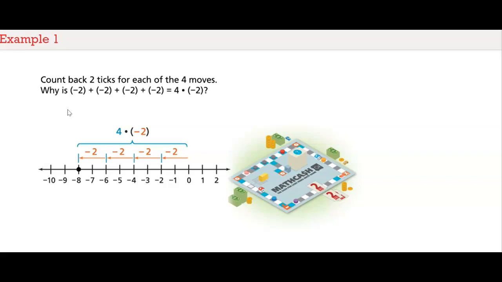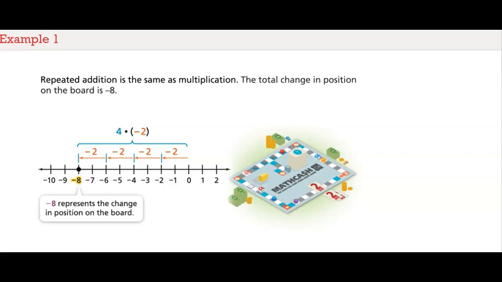Why is -2 plus -2 plus -2 plus -2 equal to 4 times -2? Repeated addition is the same as multiplication. The total change in position on the board is -8. Lawrence had to move back 8 spaces.